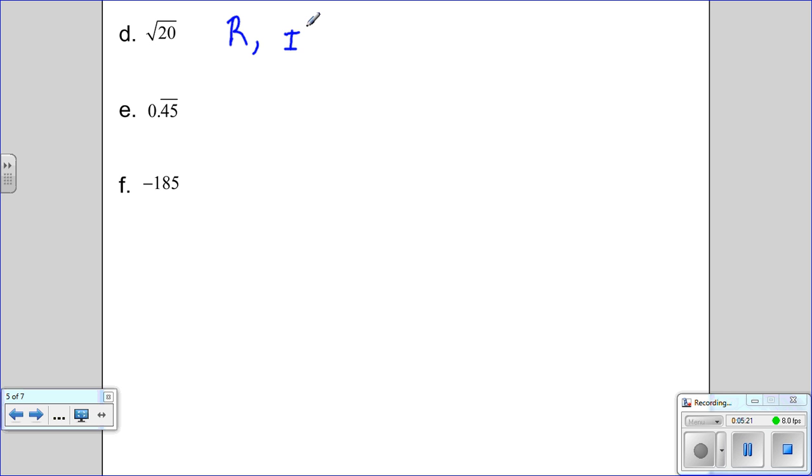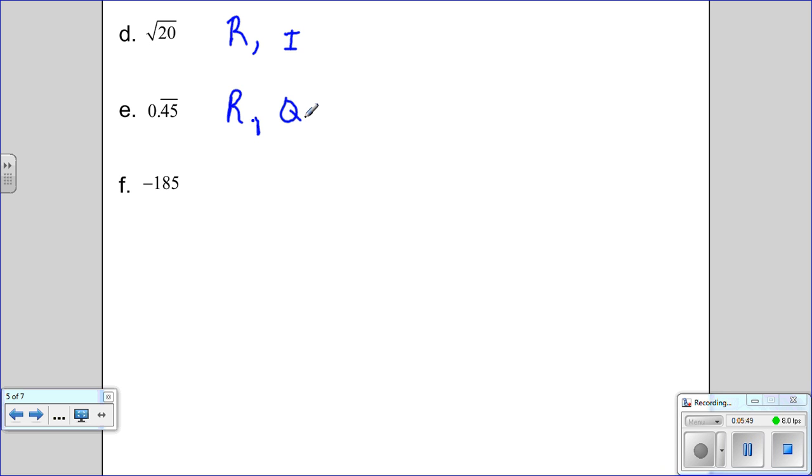This is 0.45 repeating. Starting at the top of our list, we've got the real numbers. Now, is it a rational number or irrational number? Well, remember, go back to the definition. Repeating decimals always can be converted into fractions. Always. And if you want to quiz me on those tomorrow, you certainly can. But this repeating decimal can be written as the fraction.